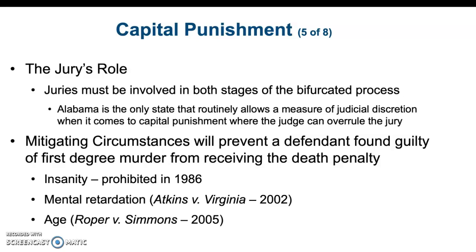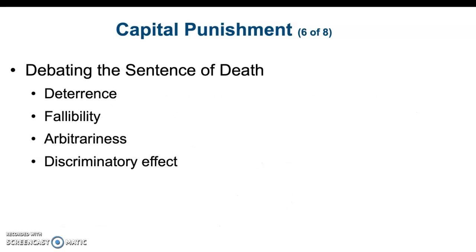Mitigating circumstances will prevent a defendant found guilty of first-degree murder from receiving the death penalty, like insanity, mental retardation, or age, being youthful, too young for it. So some of the issues when debating the death penalty are whether or not it serves as a deterrent. Is it 100% or is it fallible? The arbitrariness of it in different states, and mostly minorities and people of color being executed when others go free, and its discriminatory effects.